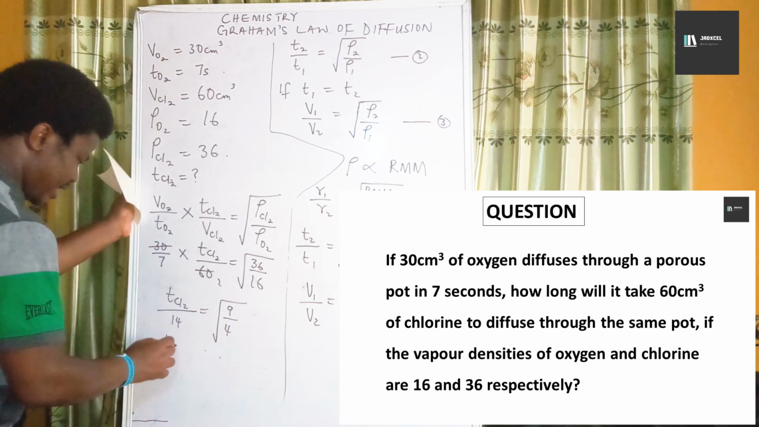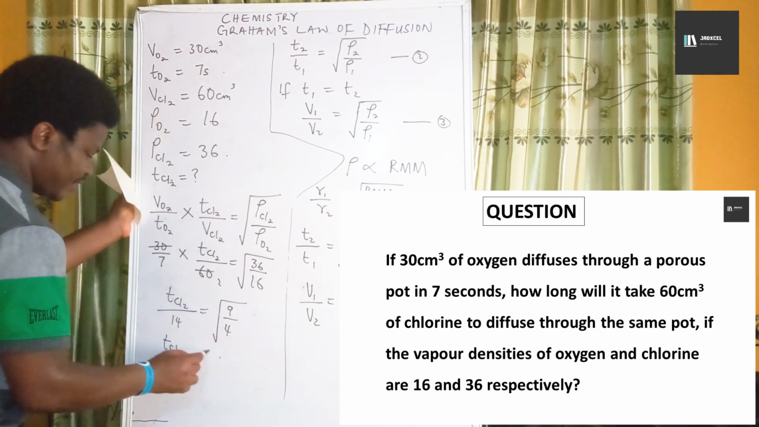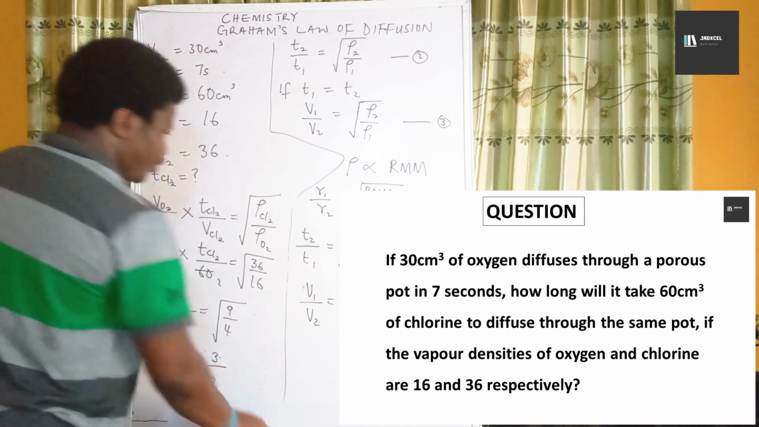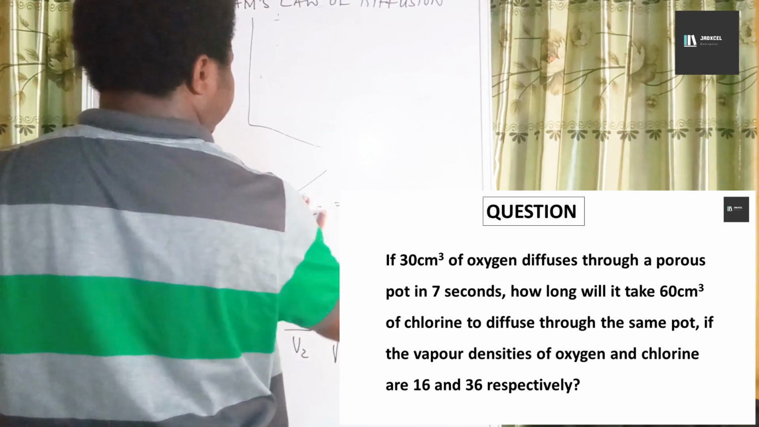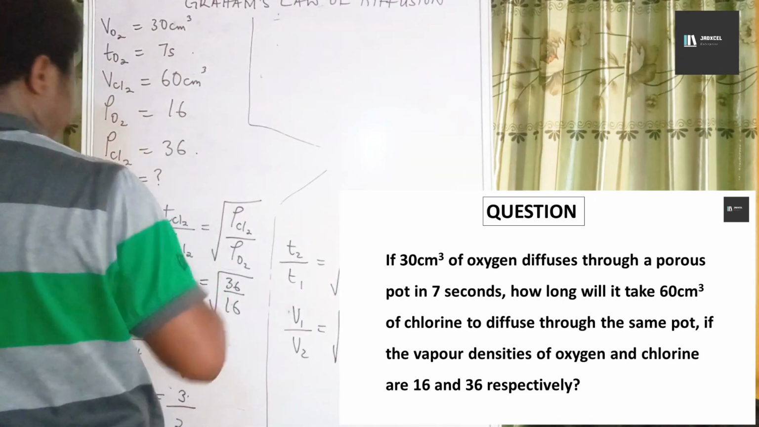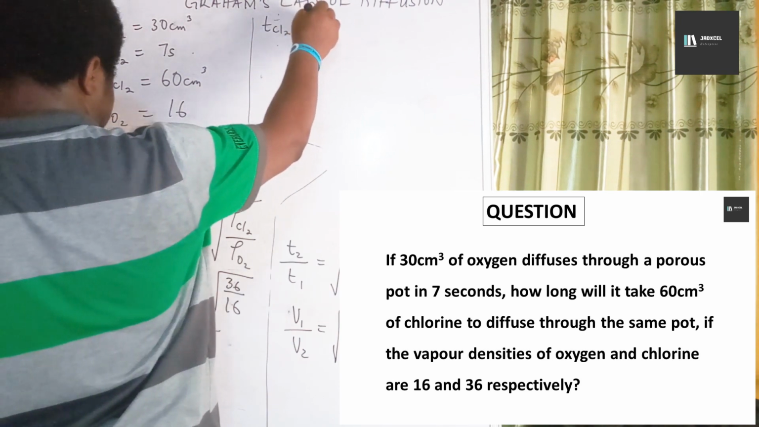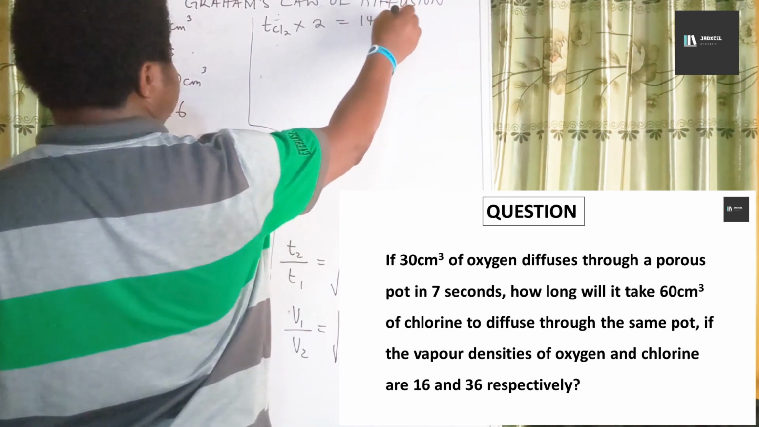We know that 9 and 4 are perfect squares. So what is the square root of 9? 3. The square root of 4? 2. So if we cross multiply, TCl2 times 2 equals 14 times 3.